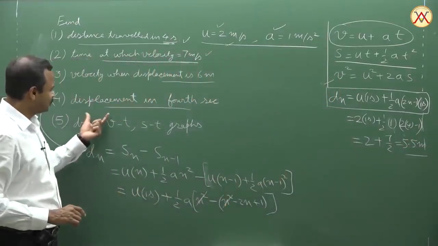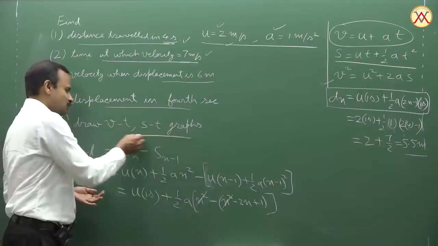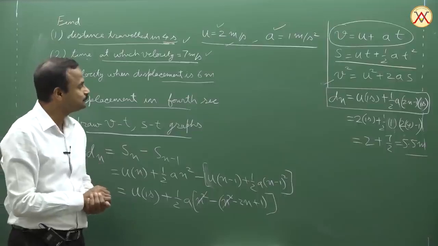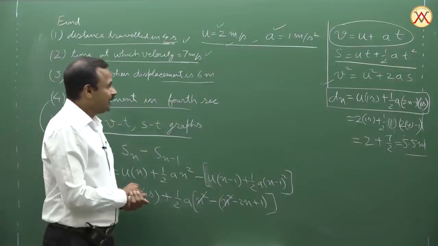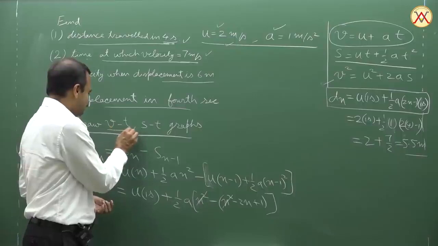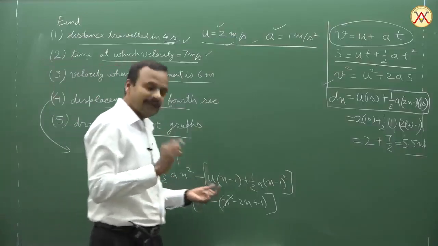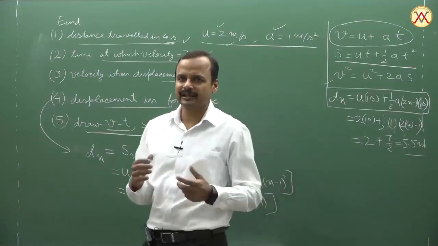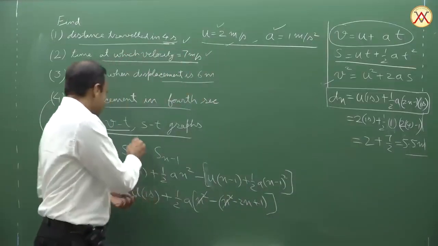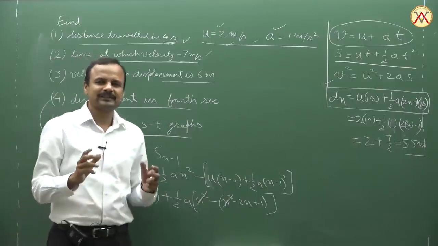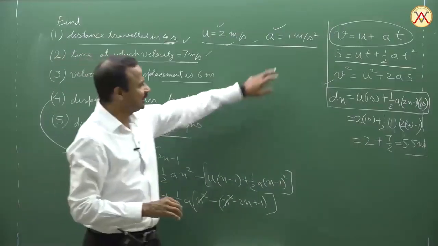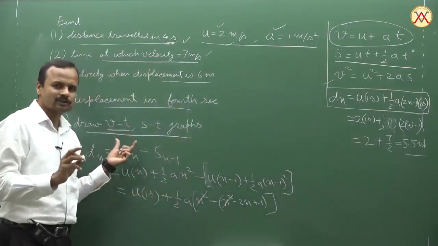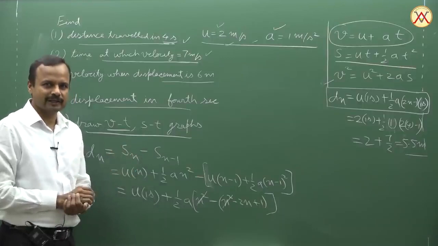Now let's come to the fifth part. We have to draw velocity time and displacement time graphs. See, the velocity time graph, slope of this graph, slope of any graph rather, represents the rate of change or the derivative. In case of velocity time graph, the slope will represent acceleration. Acceleration here is a constant. So it will be a graph with constant slope, which means it will be a straight line graph.